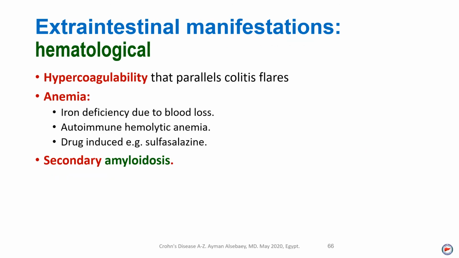Hematologically, of course, maybe we have hypercoagulability, maybe anemia, iron deficiency, or autoimmune or drug abuse, and systemic amyloidosis.